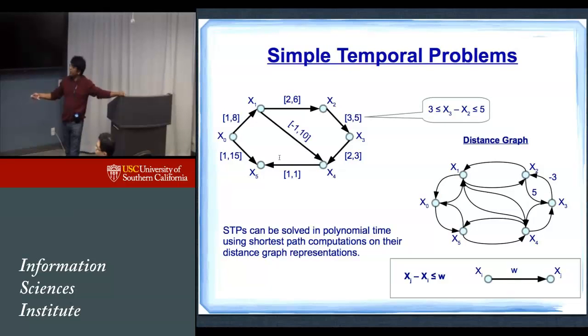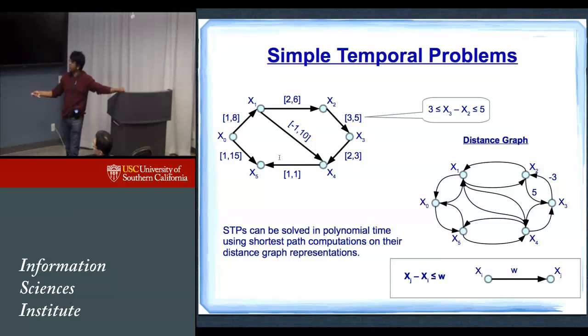where for every edge that you had here, you compile it into two edges in the distance graph representation. So under the semantics that whenever xj minus xi is less than w, I have an edge from xi to xj annotated with w. Right? So for example here, x3 minus x2 was less than 5, so therefore I have an edge from x2 to x3 annotated with 5. This constraint also says that x3 minus x2 is greater than 3, in other words x2 minus x3 is less than minus 3, right? So therefore I have a reverse edge from x3 to x2 annotated with minus 3.